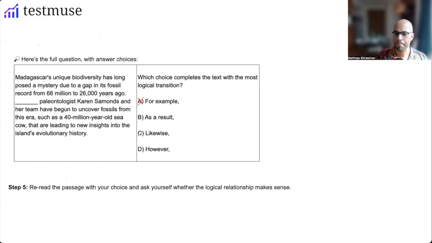Likewise, Sri Lanka has also had a gap in its fossil record. No. And it's not because there was a gap that they've begun to uncover these fossils. So again, be careful about these cause and effect. This didn't necessarily happen as a result of the gap. It's not as if the gap caused them to uncover the fossils, right? This is actually a contrast. So, "however," right, even though there was a gap, now we're starting to see fossils from this era.